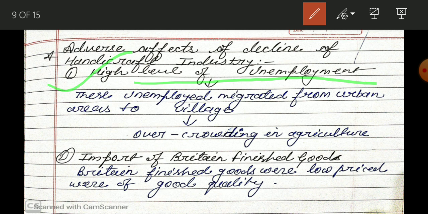Sorry, people started to become unemployed. Because of that, there is migration from urban areas to villages, and the result is overcrowding in the agriculture sector, and its result is disguised unemployment. Now the second thing is the import of British finished goods.